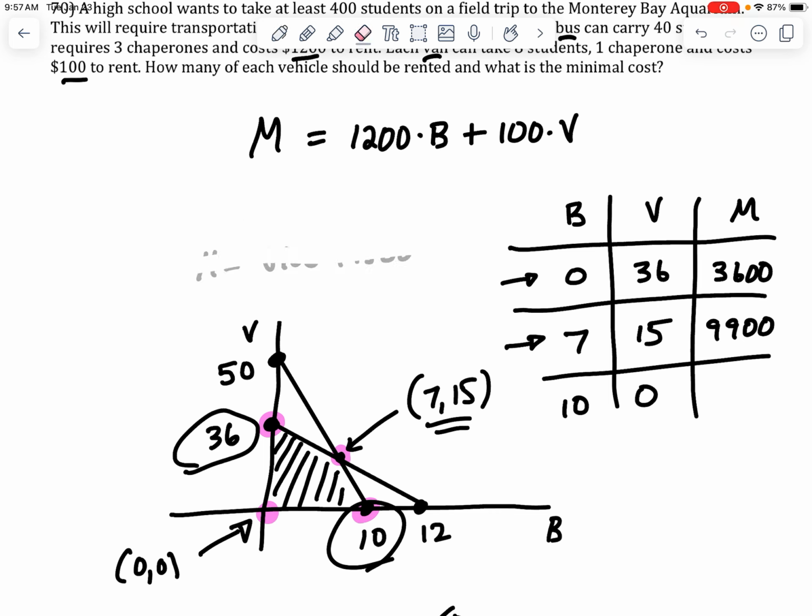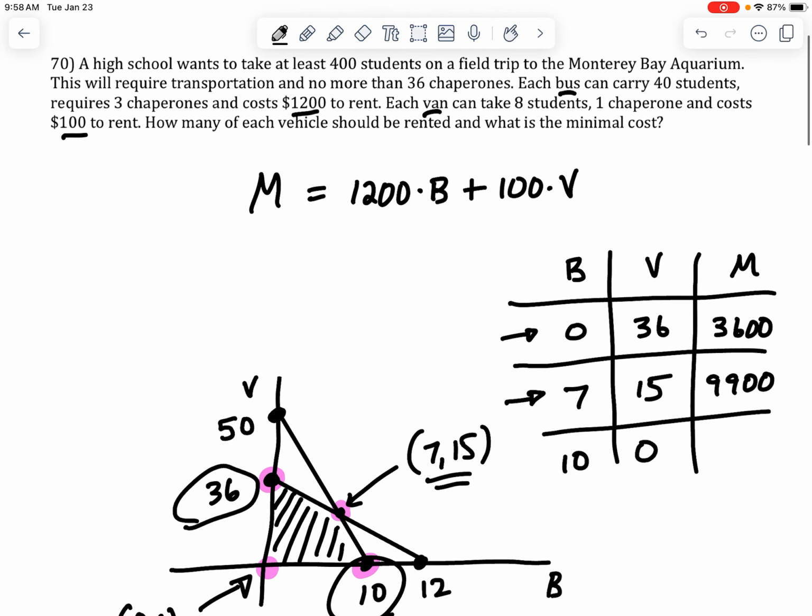And then, oh my gosh, logic just prevailed on me. And I'm like, if a bus costs 1,200 and a van only costs 100, you should probably just take vans. That's a lot cheaper. And as you could see so far, the one with the vans is winning. Oh well. I should have thought of that a long time ago, but I didn't. Okay, anyway, the last one.